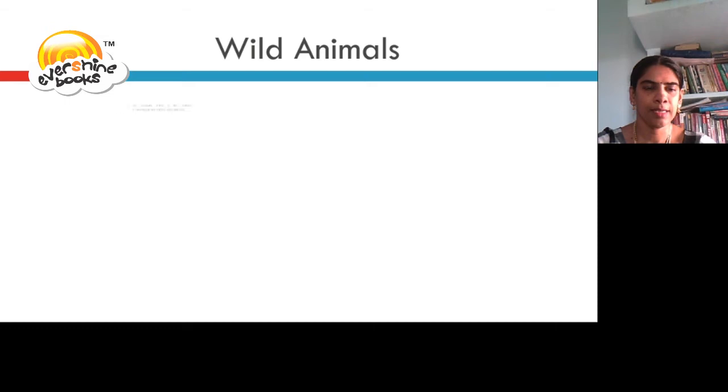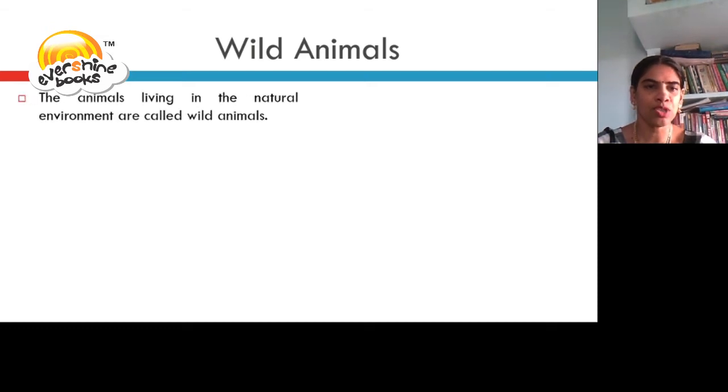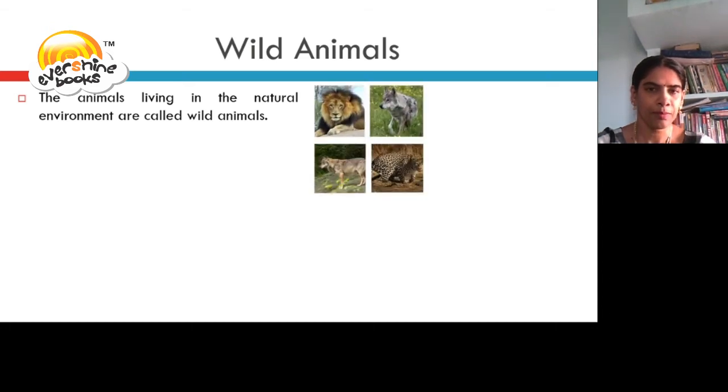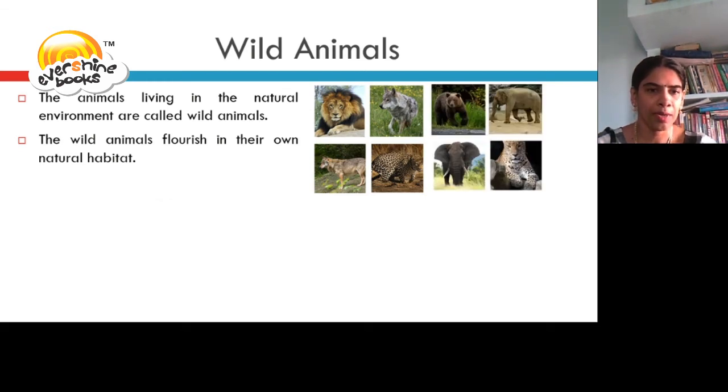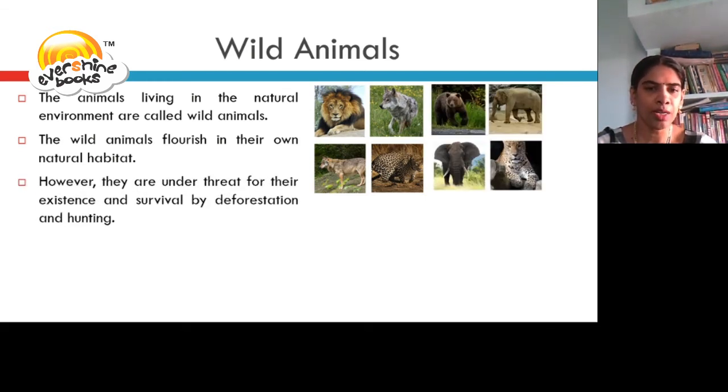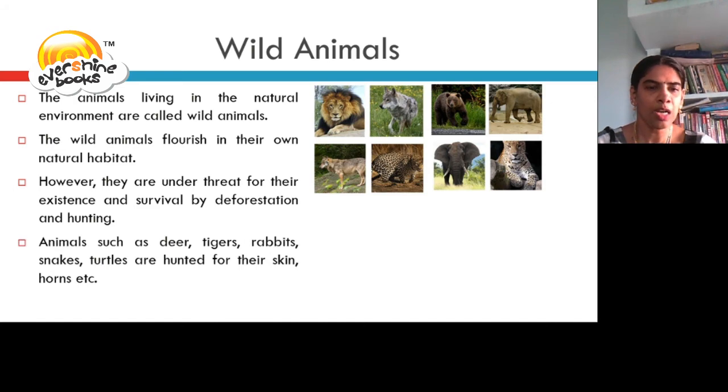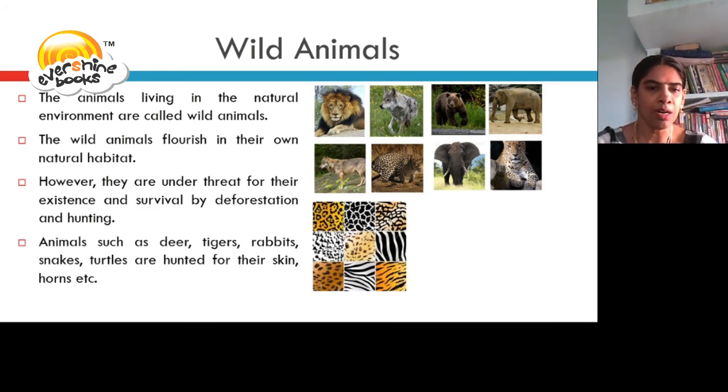Wild animals. The animals living in the natural environment are called wild animals. They include lions, tigers, leopards, etc. The wild animals flourish in their own natural habitat. However, they are under threat for their existence and survival due to deforestation and hunting. Animals such as deer, tiger, rabbits, snakes, turtles, etc. are hunted for their skins, horns, etc.